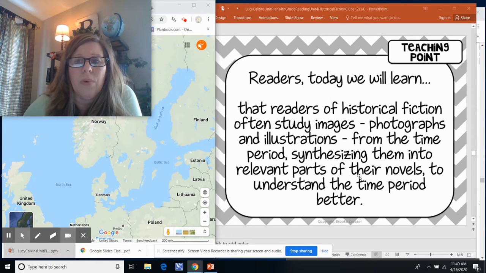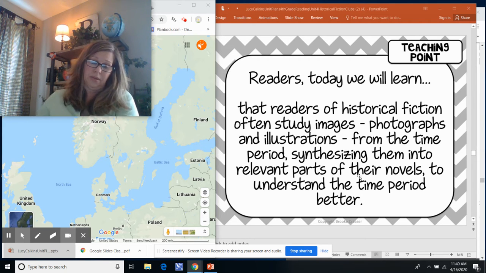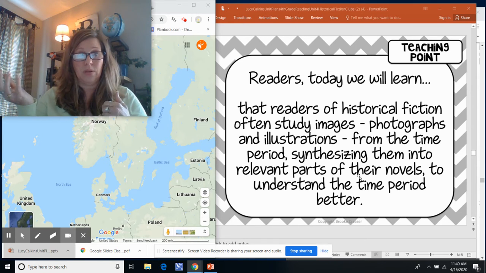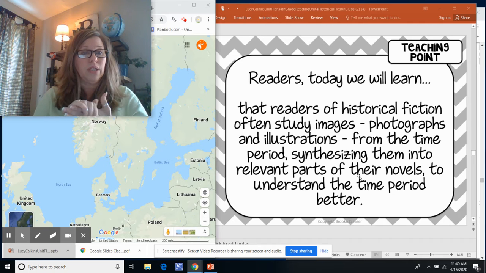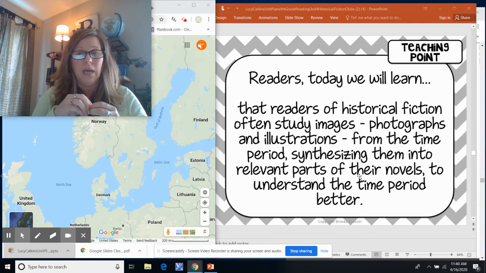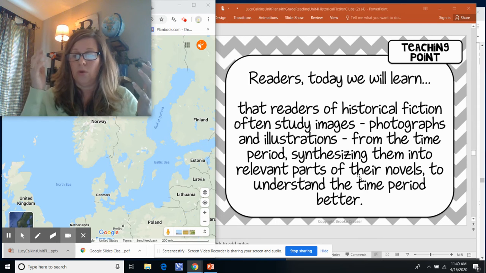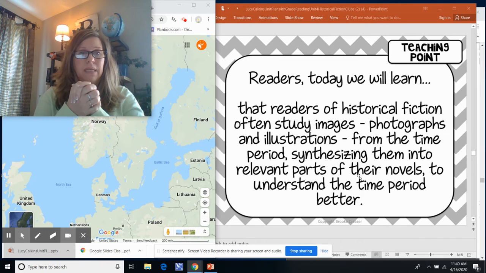It says, readers today, we are going to learn that readers of historical fiction often study images, photographs, and illustrations from the time period, which we're synthesizing into relevant parts of their novels to understand the time period a little better. So basically, we're going to look at images or photographs or maybe even drawings from that time period. And remember the word synthesizing. You're going to combine that picture with the text and bring them together so you better understand what is happening in your novel or your book about that time period.